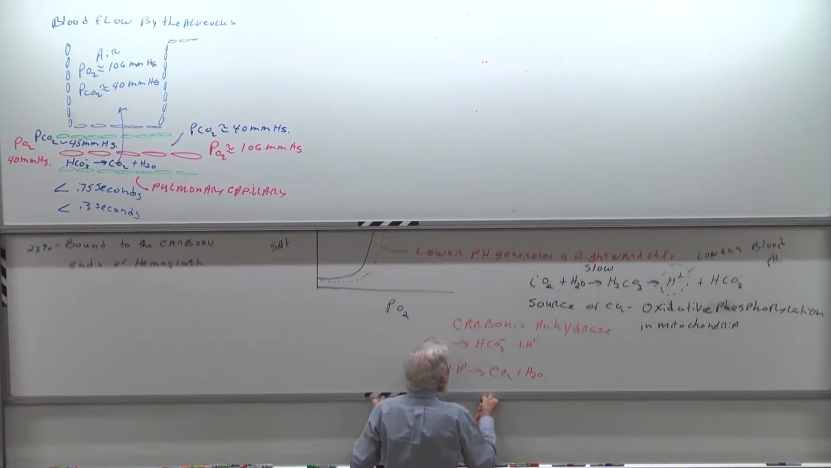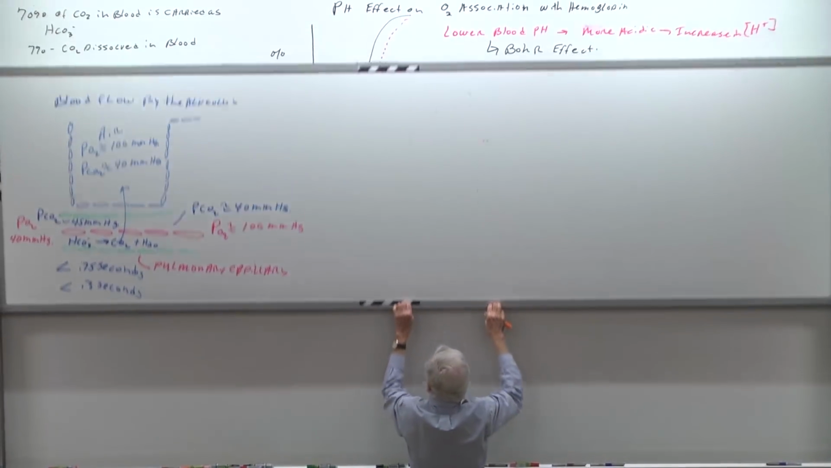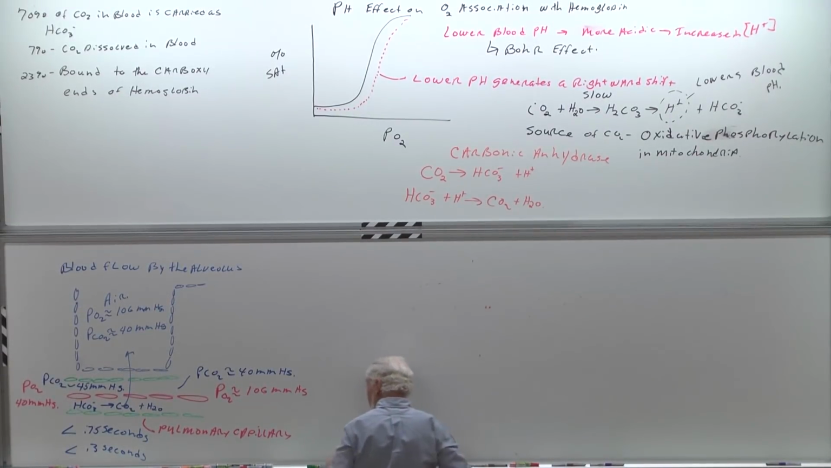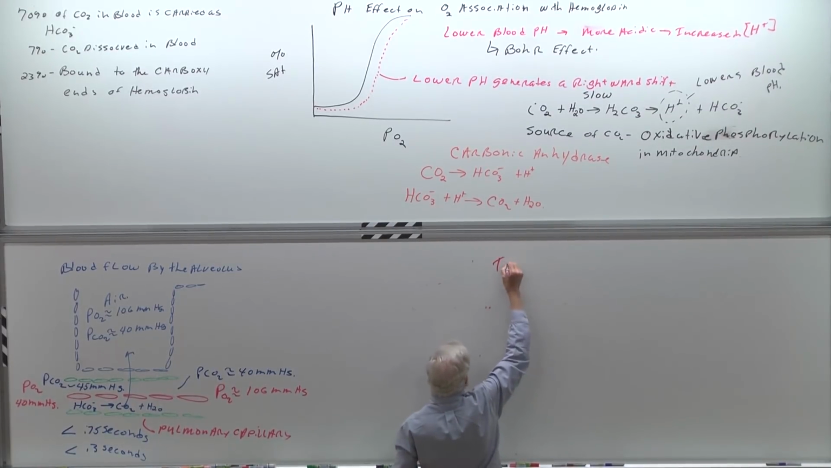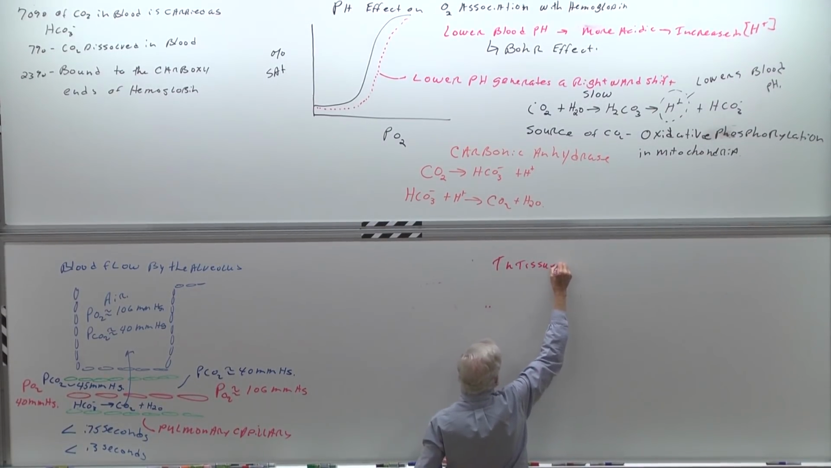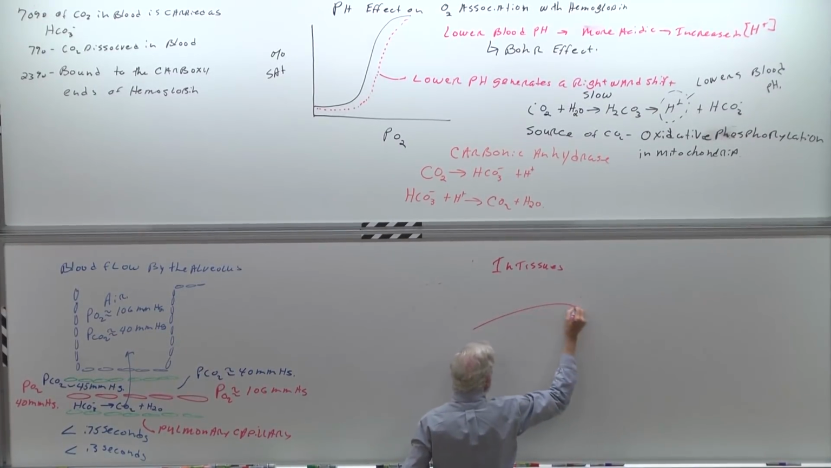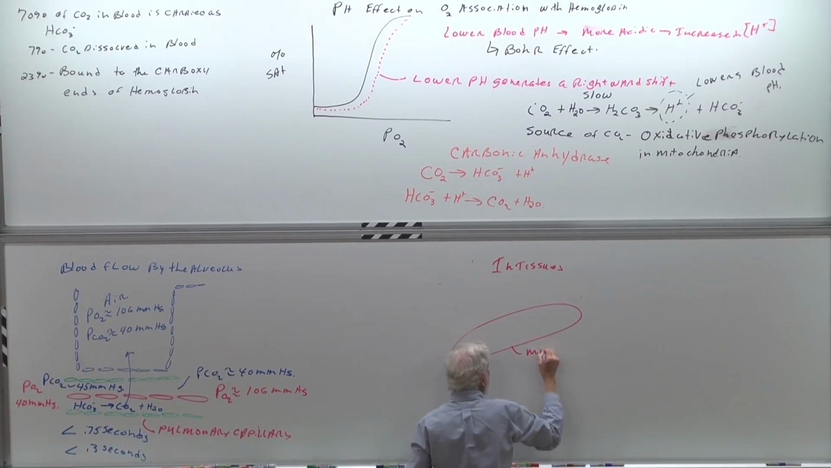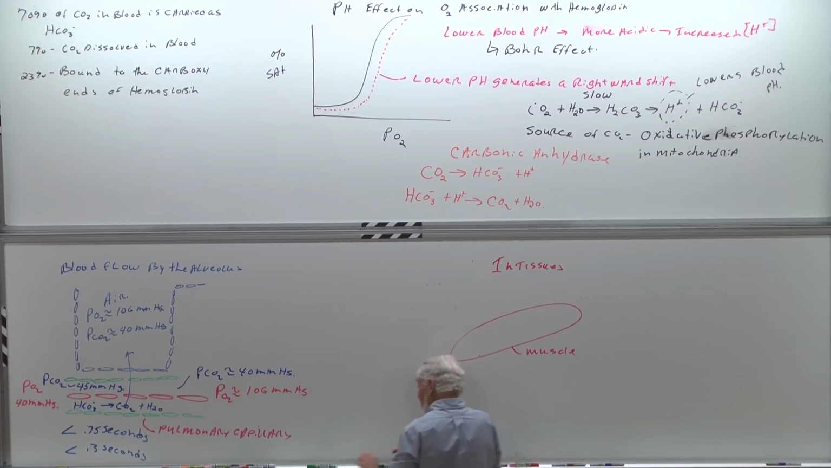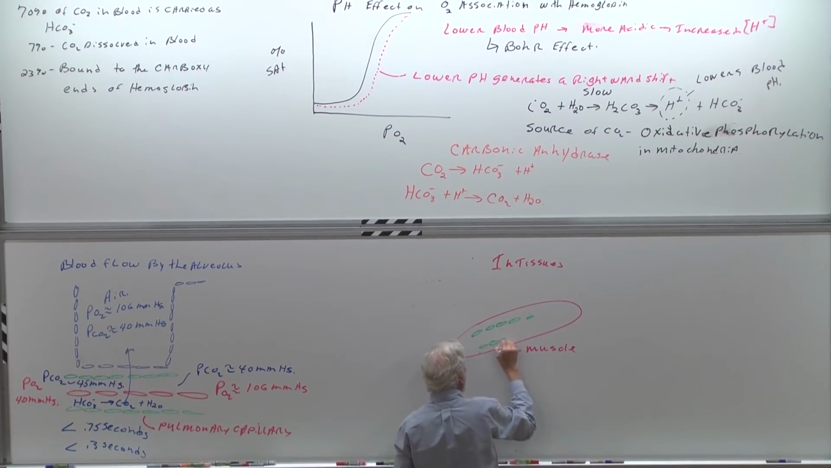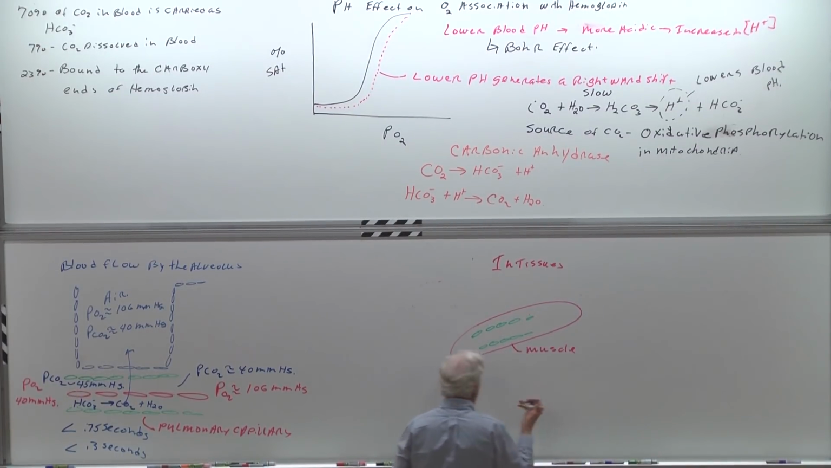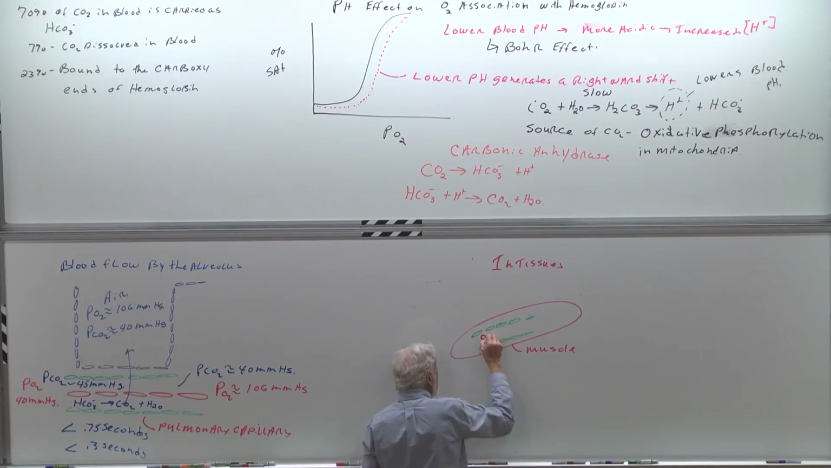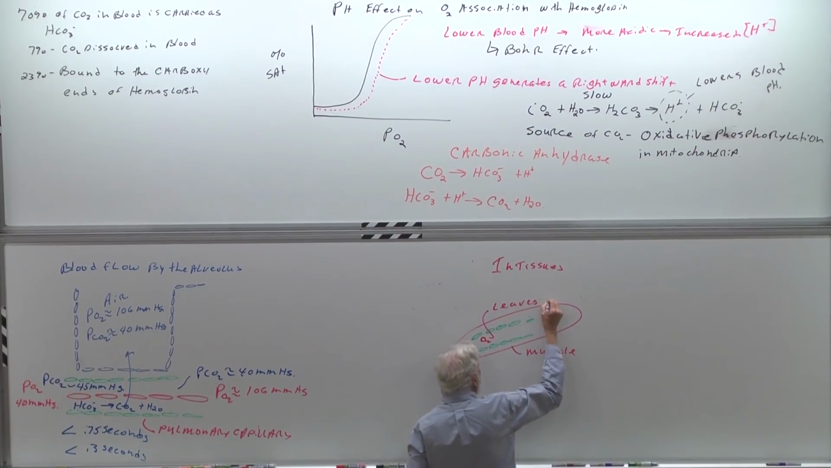So we go back up to our upper panel. We can diagrammatically show this to say, in tissues, so for instance, if this were muscle, and you imagine a capillary in muscle, under these circumstances, oxygen leaves hemoglobin.